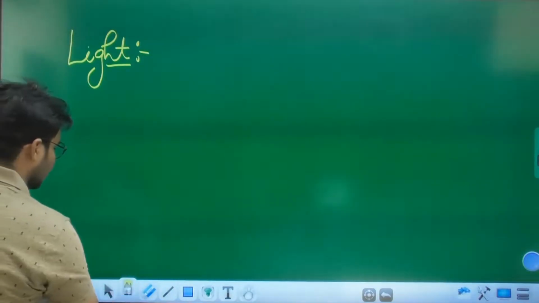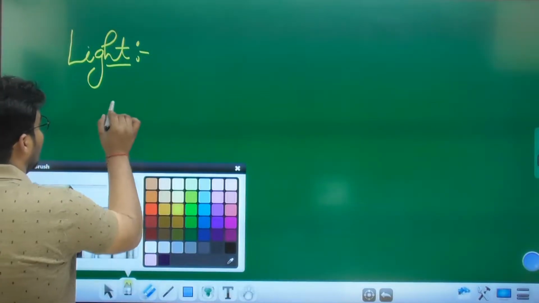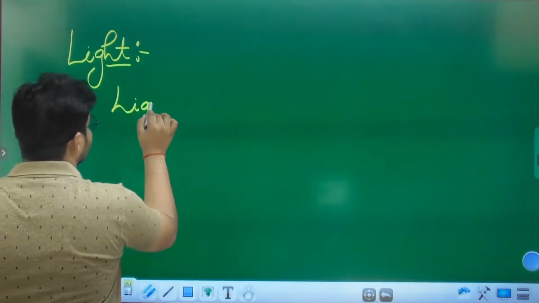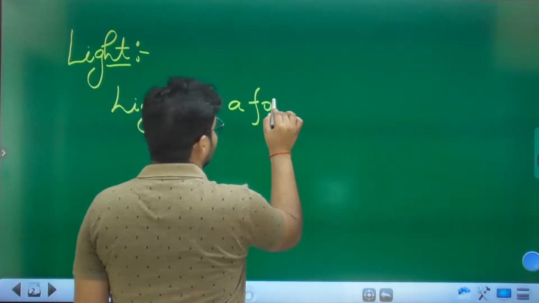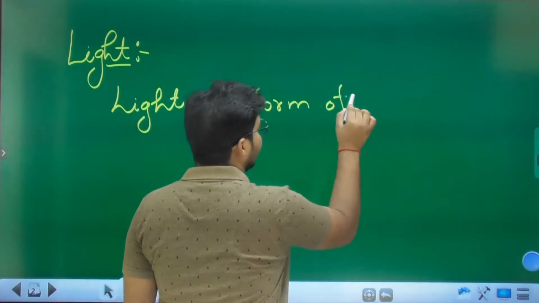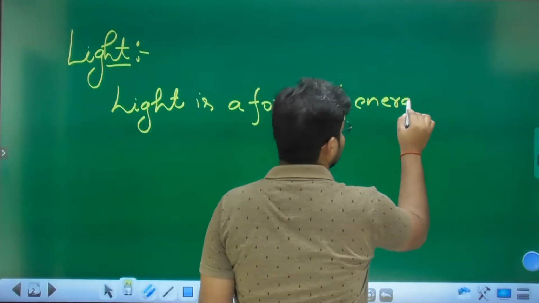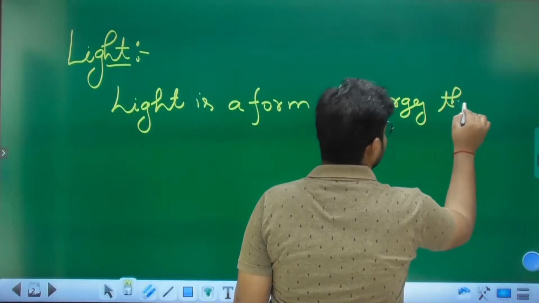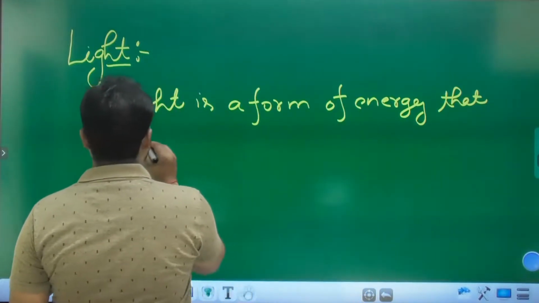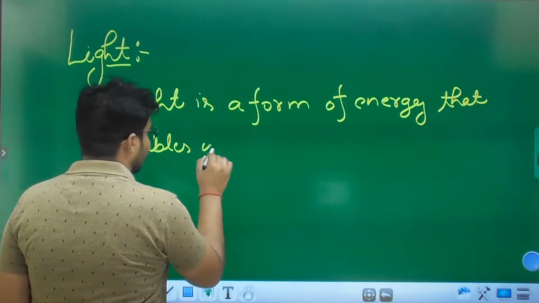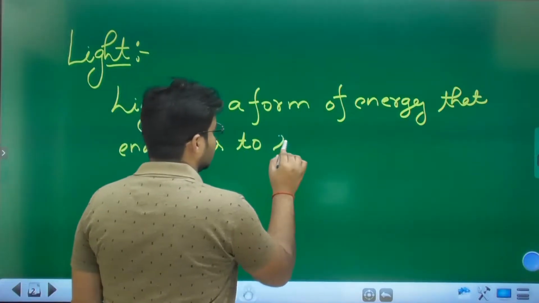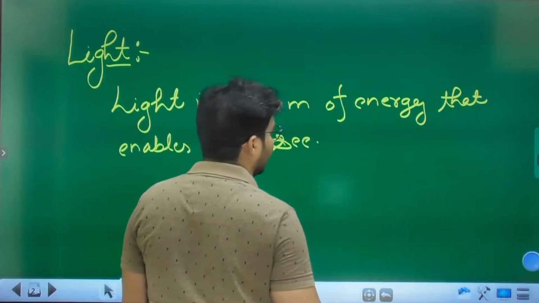What is light? Light is a form of energy that enables us to see.